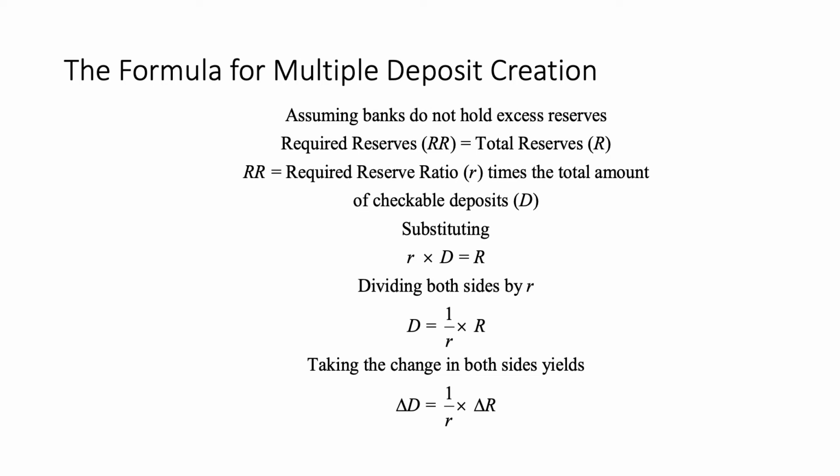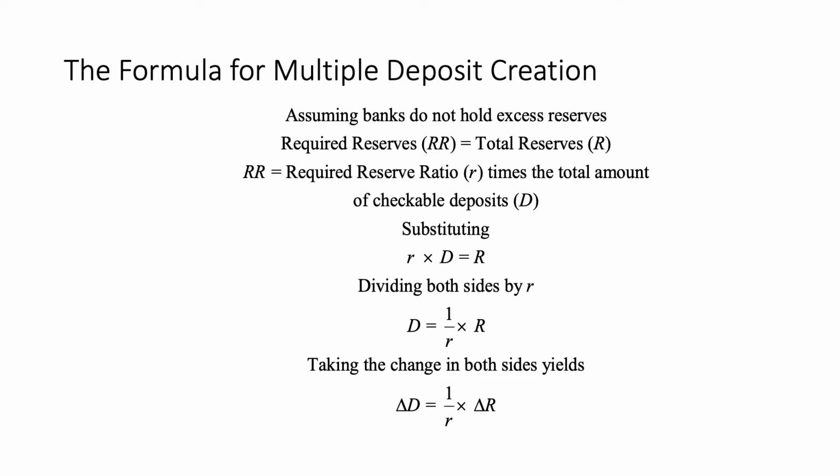In our case, previously, we saw reserves increase by 100, and we multiply that by 1 over 0.10, which is 10, and it gives us a $1,000 change in deposits. So this multiple deposit creation formula forms the intuitive root of the overarching process of how the money supply, D, is impacted by changes in the monetary base and Federal Reserve actions that impact it, R here.